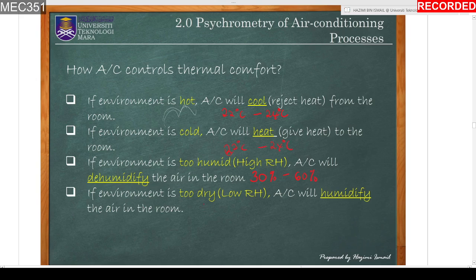Okay. And if environment is very dry, means that low relative humidity. Ni contoh dia dekat tadilah gurun ke ataupun negara Eropah waktu musim sejuk. Aircon will humidify. Maksudnya aircon akan tambah air masuk ke udara. Kalau nak kurangkan, kita kena buang air dari udara. Kalau nak tambah, kita tambah air. Kurang, buang air. Tambah air.